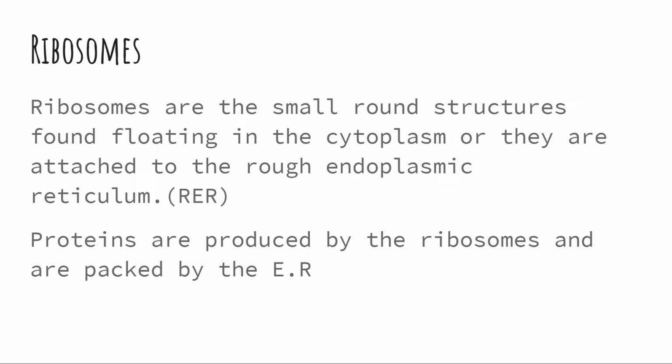Now let's talk about ribosomes. Ribosomes are the small round structures found floating in the cytoplasm, or they are attached to the RER, which is the rough endoplasmic reticulum, as we talked about in the previous slide. Proteins are produced by the ribosomes and they are packed by the ER.